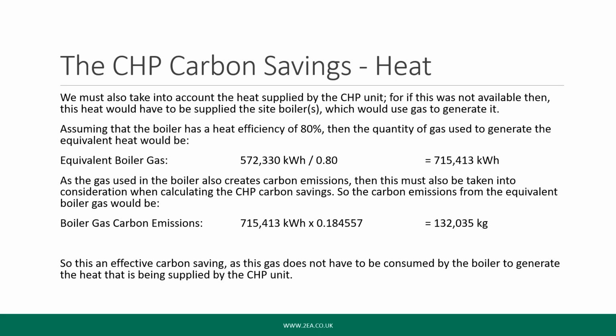As the gas used in the boiler also creates carbon emissions, then this must also be taken into consideration when calculating your carbon savings. So the equivalent carbon would be the boiler gas emissions times the factor, which gives you 132,035 kilos. So again, this is an effective carbon saving, as this gas does not have to be consumed by the boiler to generate the heat that is being supplied by the CHP.